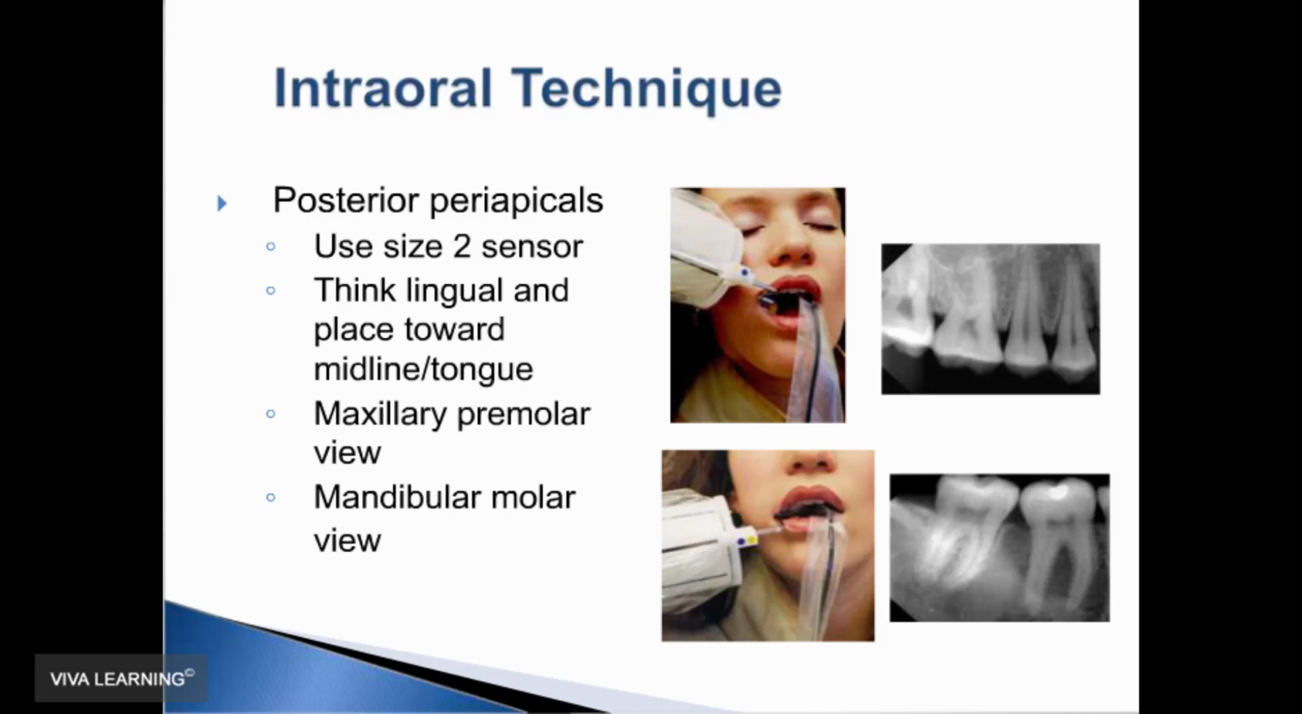For the molar views, it's very important to be as close to the midline as possible, and on the mandible as close to the tongue as you can get. This way it will help you find the depth of the mandible, and it will be more comfortable, and you're more likely to get the apices of the teeth.